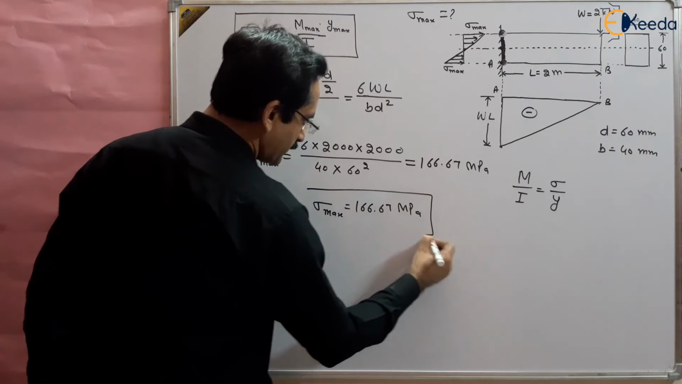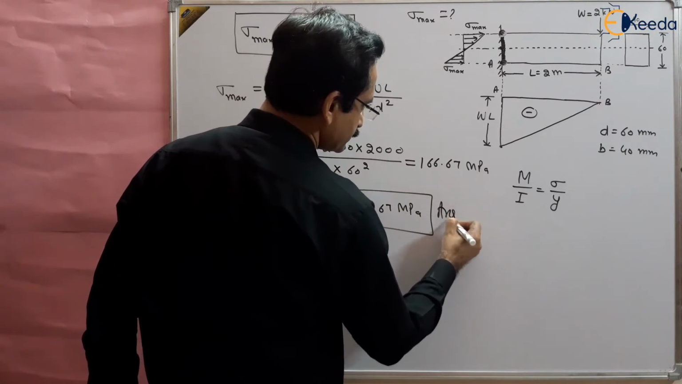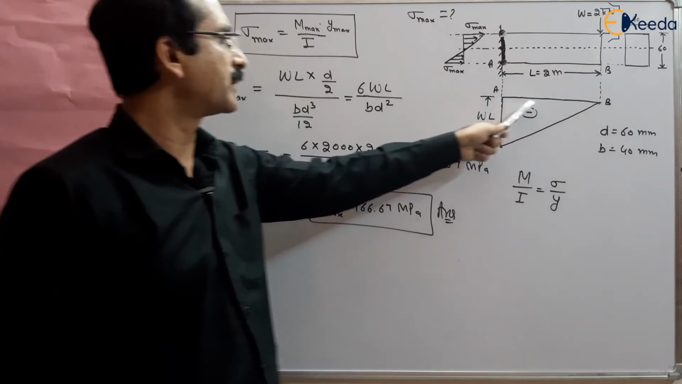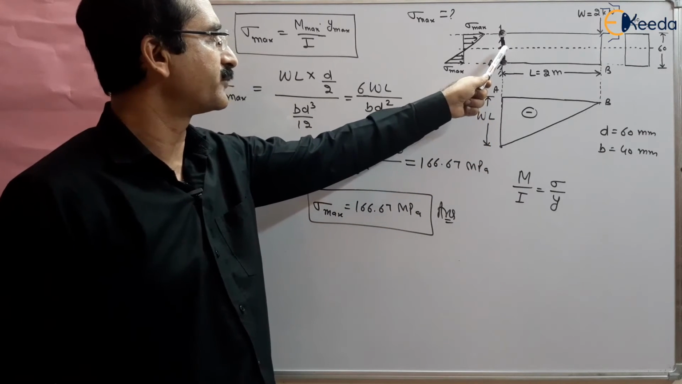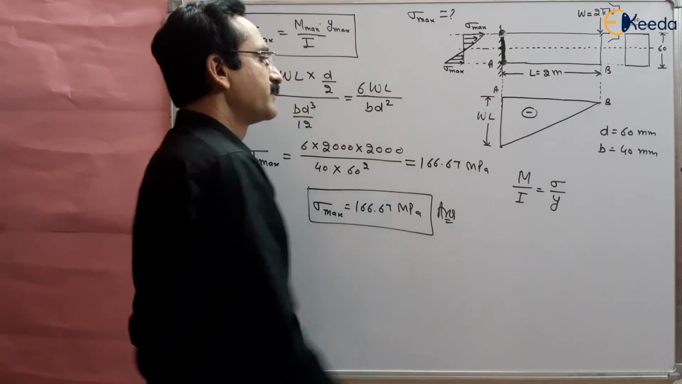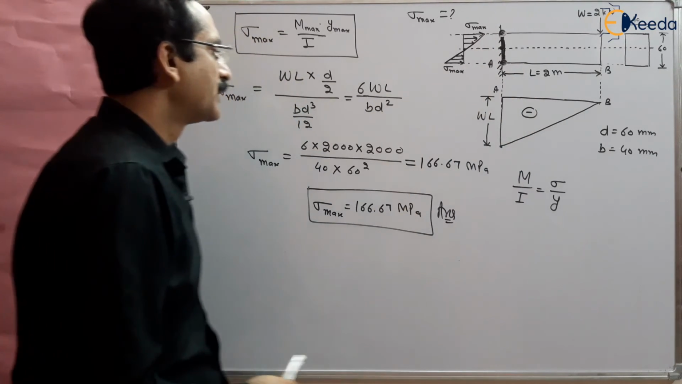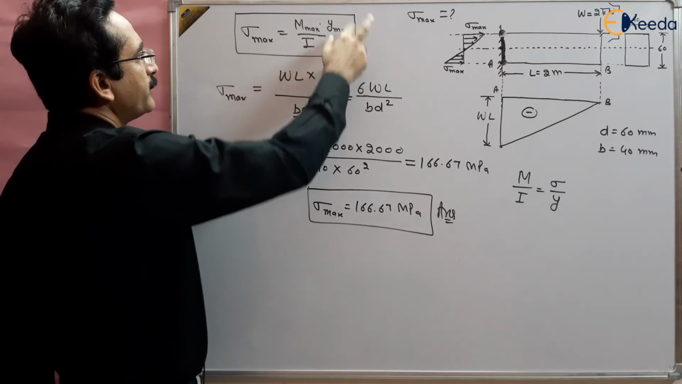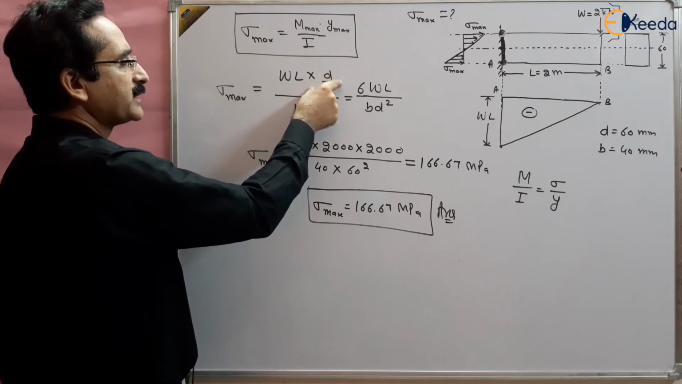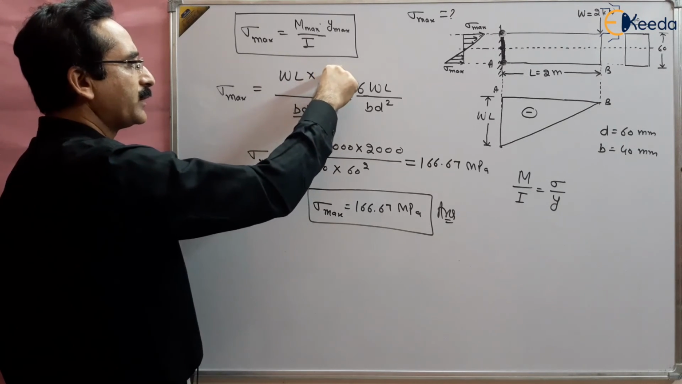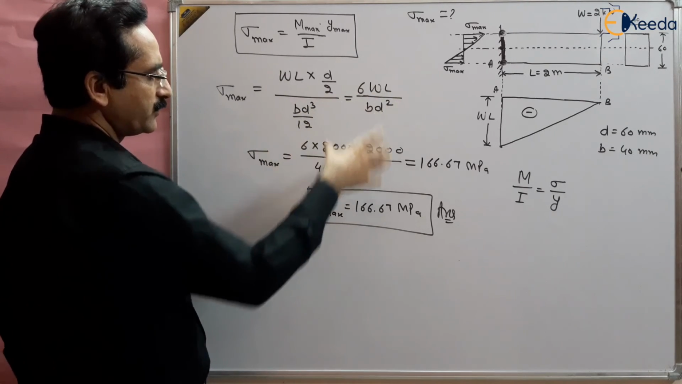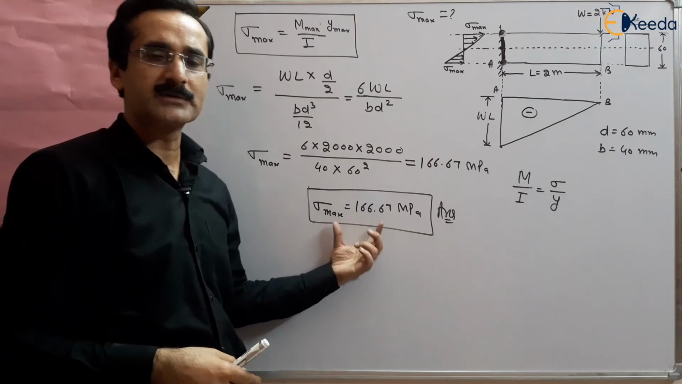So this is the answer of this problem. We have applied a load at the end and obtained the maximum bending moment at the fixed part, where this cantilever beam is fixed, and which is given by WL. So we have obtained this formula, M max y max by I. M max is WL at point A, y max is the outer fiber of the material, that is d by 2, and I is the moment of inertia of the material, that is b d cube by 12. Solve it, you will get the maximum stress in the material.